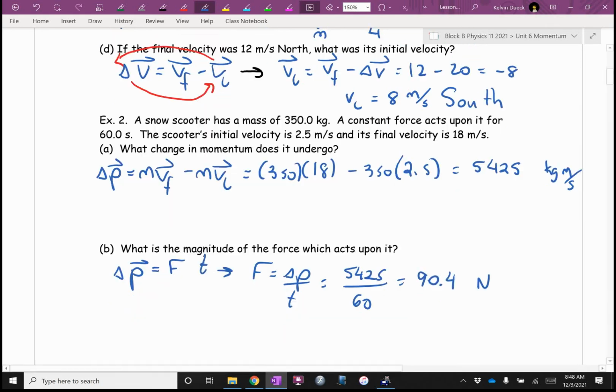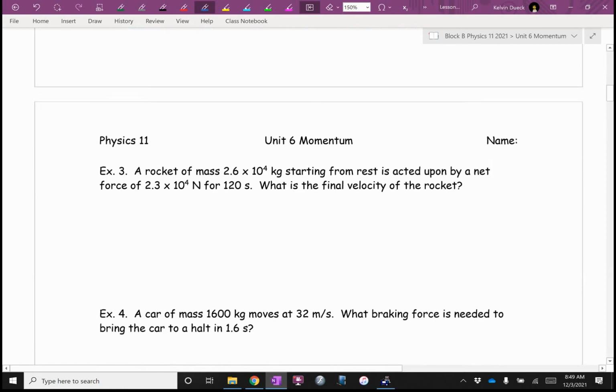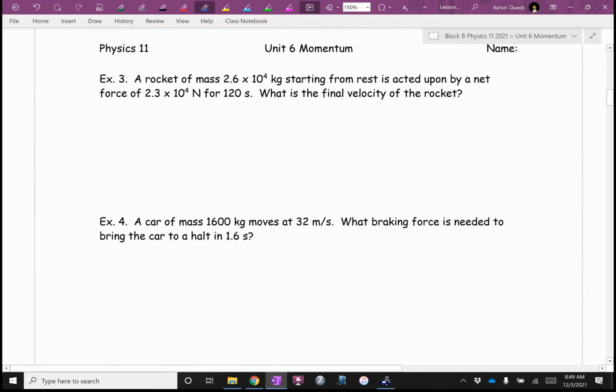Before we move on, I would have no problem just asking you part B without asking you part A first. And again, some of you would say, oh, F equals MA, I'll find A the long way. Some of you would say, well, I can find impulse and then do that. Example 3, a rocket of mass, blah, blah, blah, starting from rest. You know what? I would probably mentally underline the phrase from rest, because that tells me something. Is acted upon by a net force of blah, blah, for blah, blah.